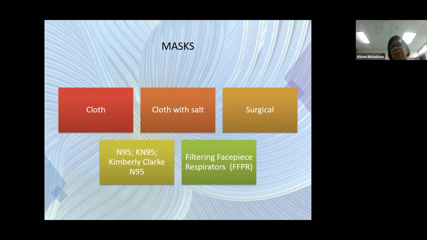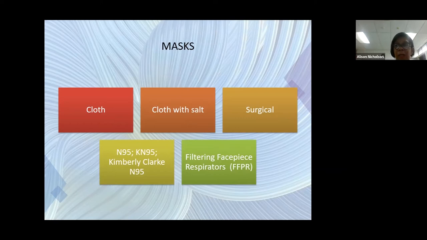The cloth mask doesn't really protect you if it's just a plain cloth mask, but it's still useful because it protects other persons. So that cloth mask provides source control. So if you have the virus, it keeps it in and it prevents it from going out to the next person.